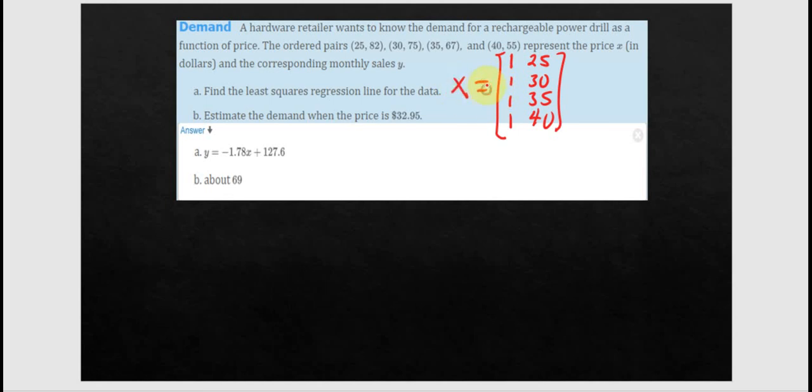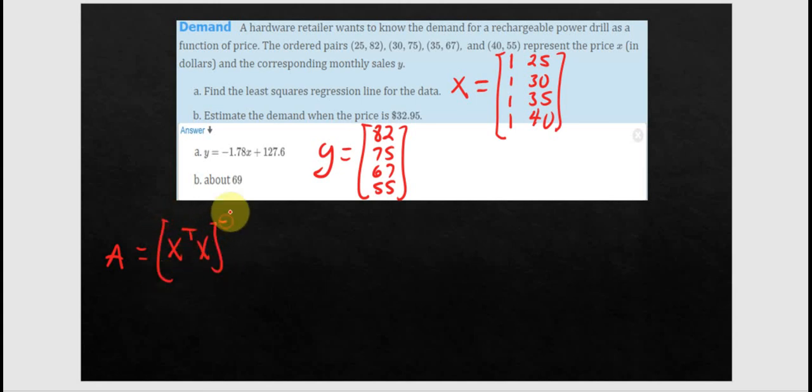Anyway, Y is equal to, the y values, 82, 75, 67, and 55. So A is equal to the transpose of X times X, inverse of that, and then that's times X transpose times Y. And on your calculator when you do that, we'll just go ahead and do it with the decimal as well.